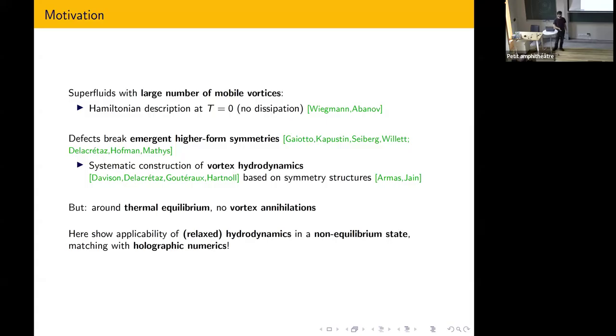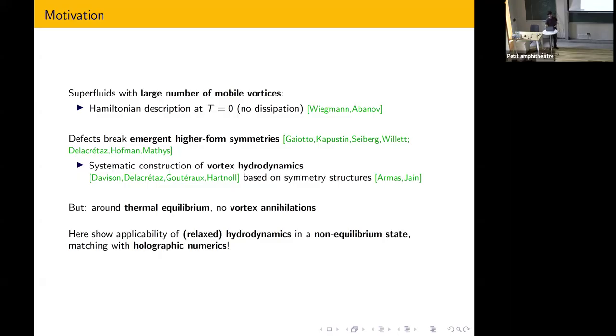But these constructions so far have been done around thermal equilibrium, in which vortices do not interact, and there's no vortex annihilation, and we want to basically make a step beyond these constructions. So in this work, we saw that we can apply a theory of relaxed hydrodynamics around a non-equilibrium state. And we saw that this is a good description of our system by comparing it to holographic numerics.